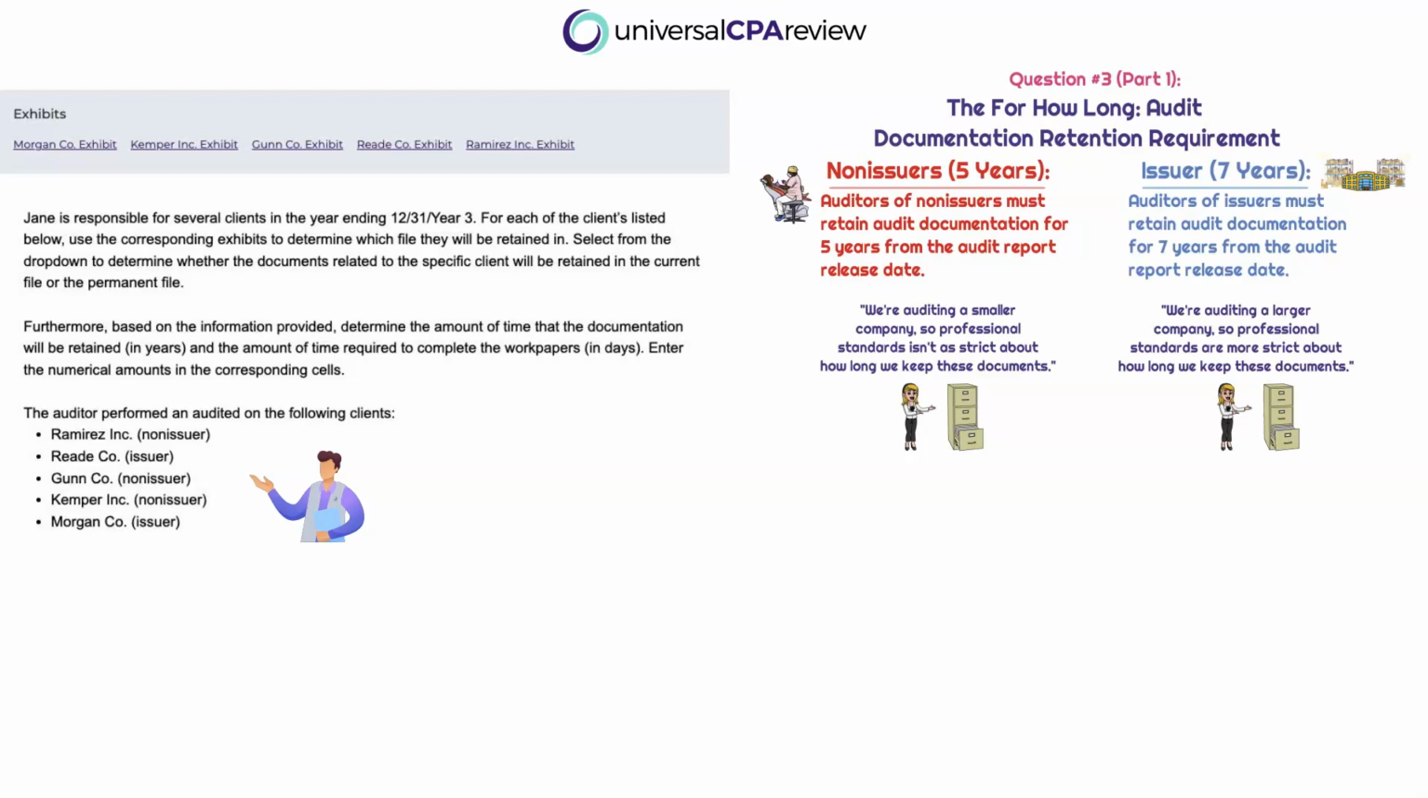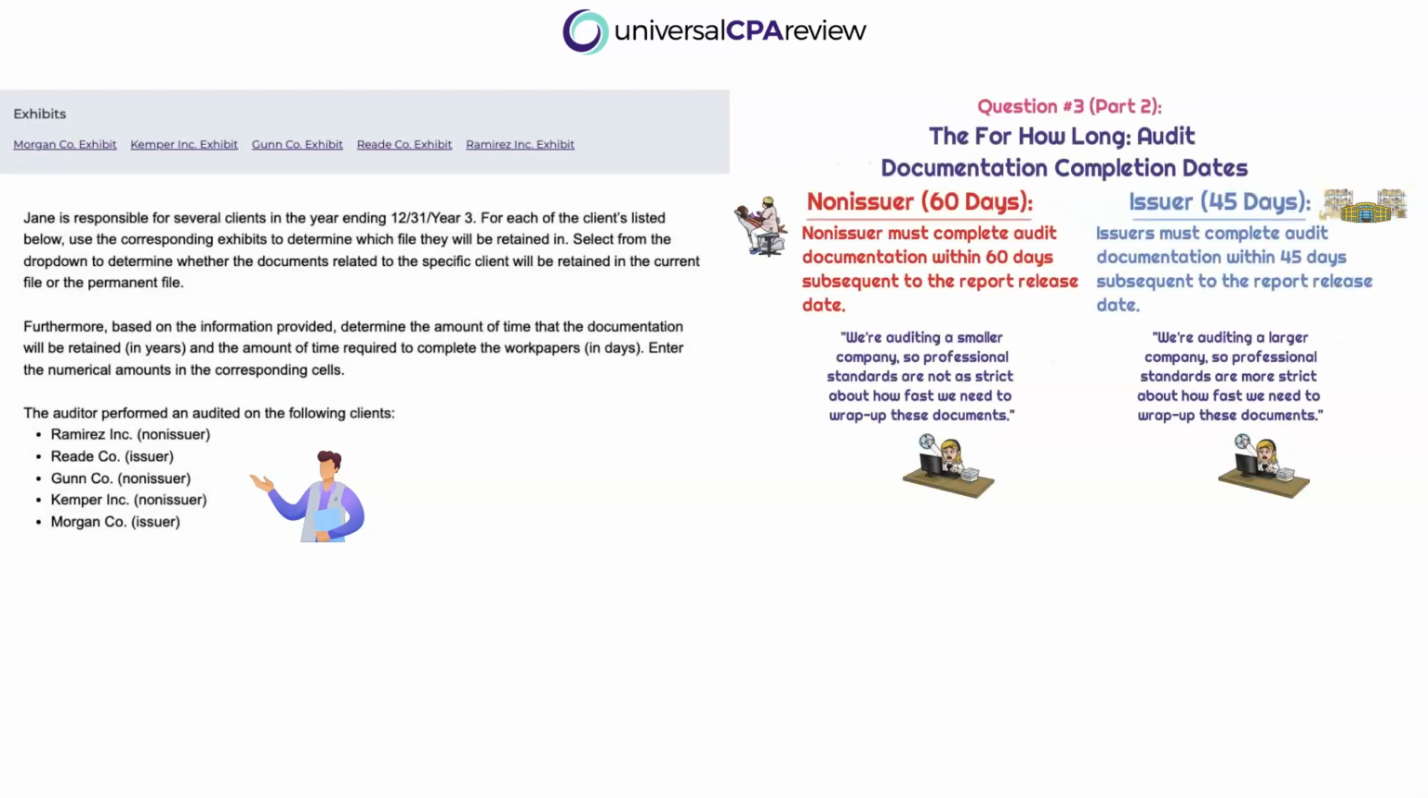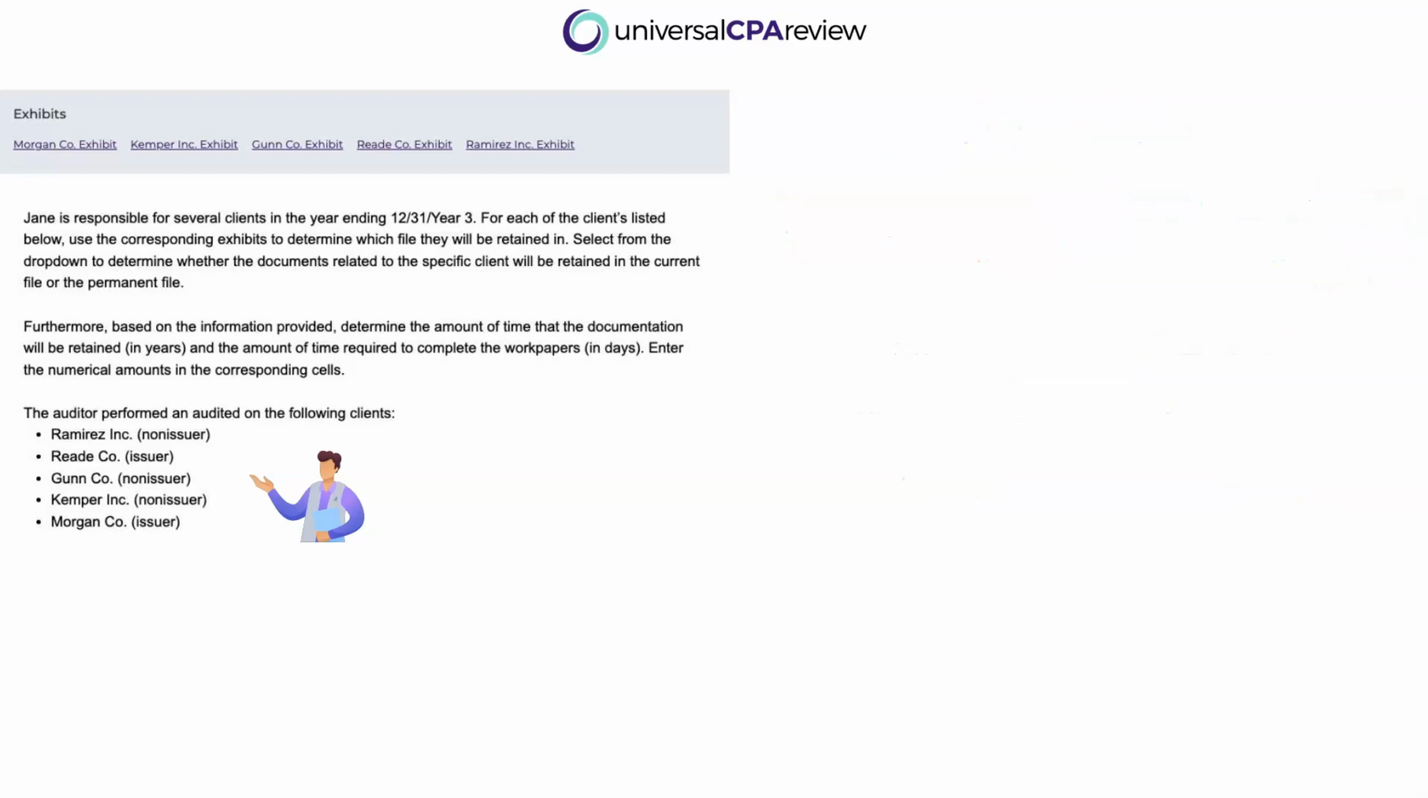So we need to hold on to the audit documentation for issuers for 7 years and audit documentation for non-issuers, aka private companies, for 5 years. That also means that we need to complete our work papers faster for issuers, right? They're stricter on us if we are auditing an issuer, so in which case we need to complete our work papers within 45 days of the audit report release date if we have audited an issuer, and 60 days for non-issuers, right? Those private companies. Okay, bada bing, bada boom. Let's take a look at each of these companies.